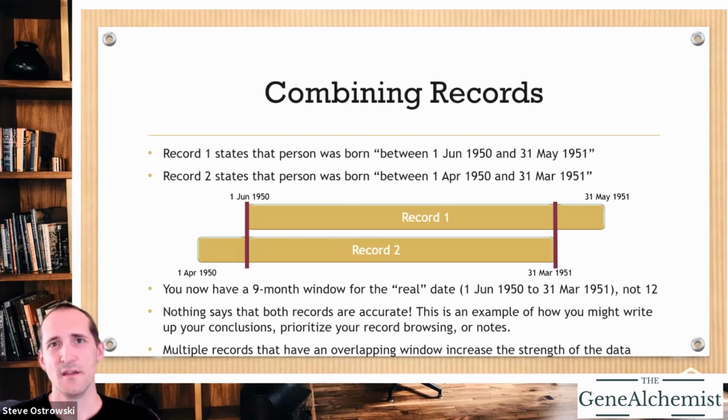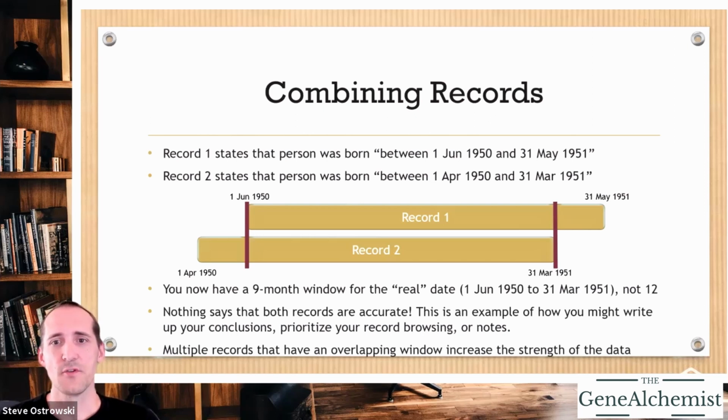So now if we stack those 2 record ranges together and see where the overlap was, we now have a 9-month window for the real date. Again, this is assuming the record is accurate, and that's a whole different discussion and a whole different judgment call. I put the red bars there so you can see it visually. It's either the 1st of June 1950 up through the 31st of March 1951. We've narrowed a 12-month range, or even more, down to a 9-month window for the real date.